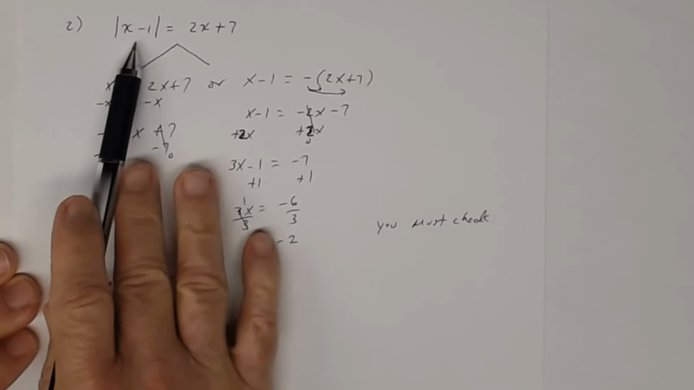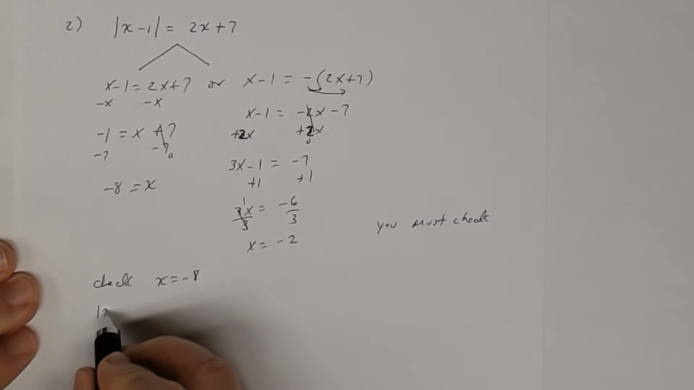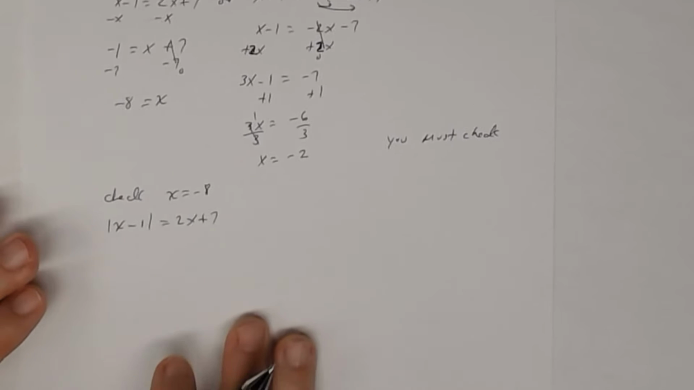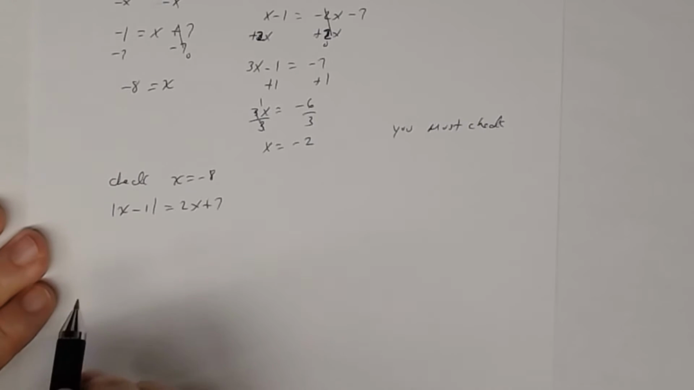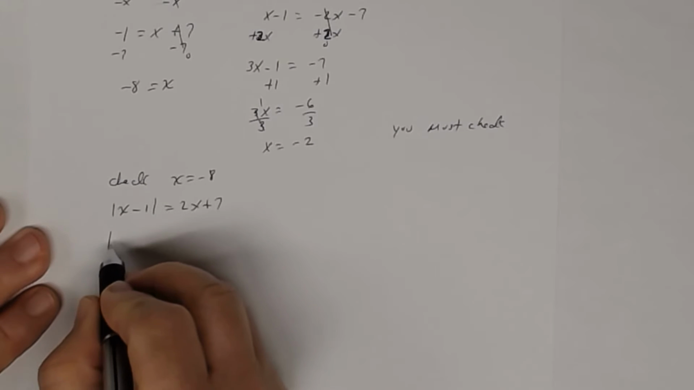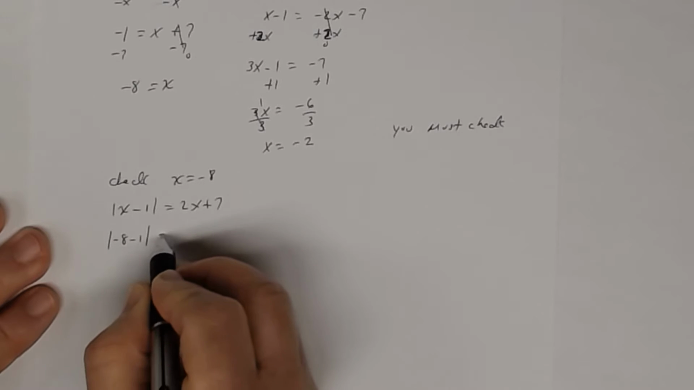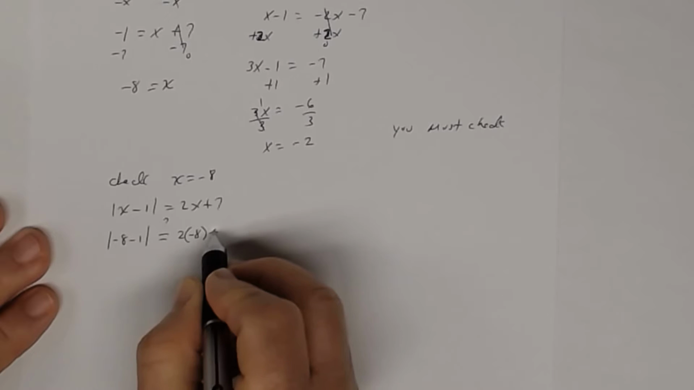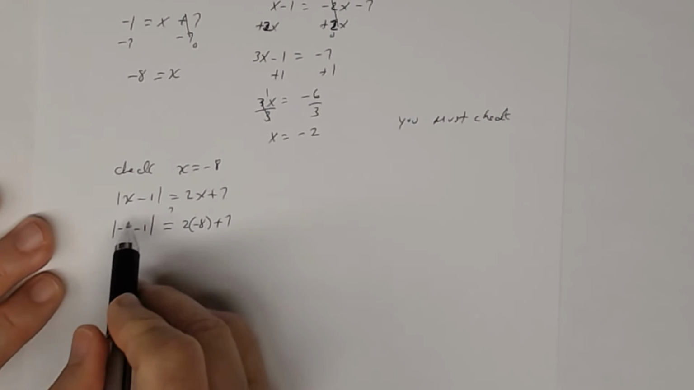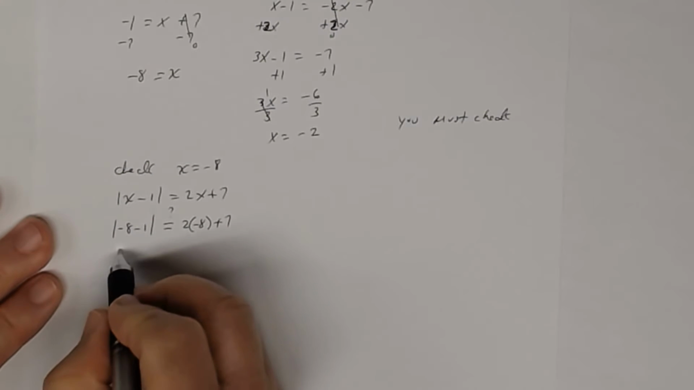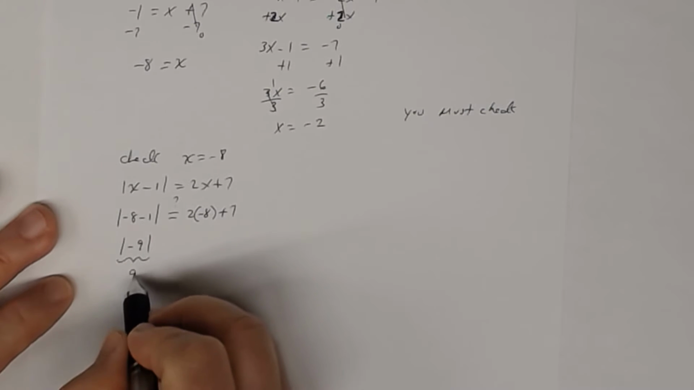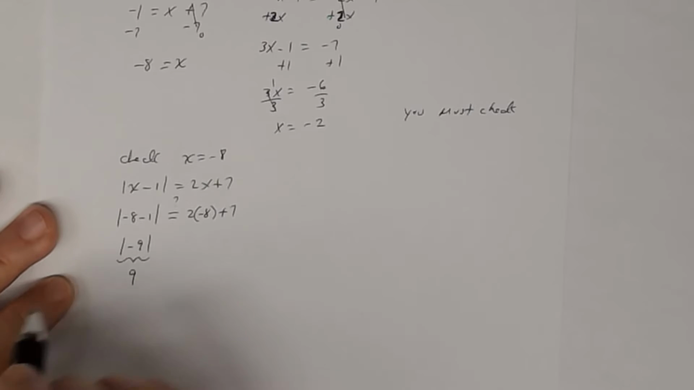So go back to the original. So here's the original. We'll go ahead and rewrite it right here. The absolute value of x minus 1 equals 2x plus 7. So where we see the variable x, I'm going to substitute negative 8. So I get the absolute value of negative 8 minus 1, and I want to see if that's going to equal 2 times negative 8 plus 7. Well, negative 8 minus 1 is a negative 9, so I have the absolute value of negative 9, right? And right away I know the absolute value of a negative 9 is a positive 9. Okay? So the left side is 9.